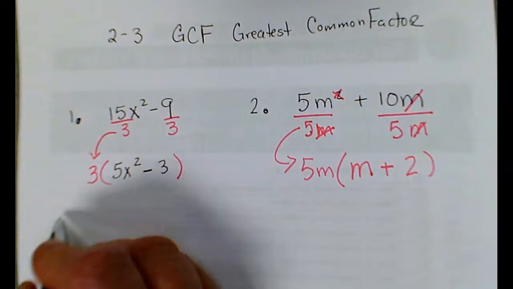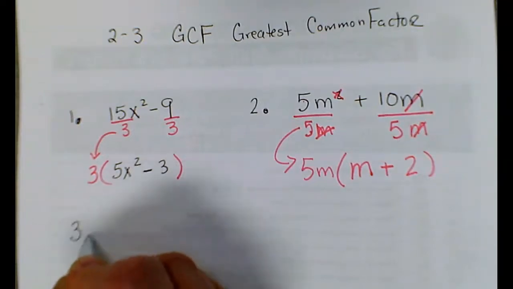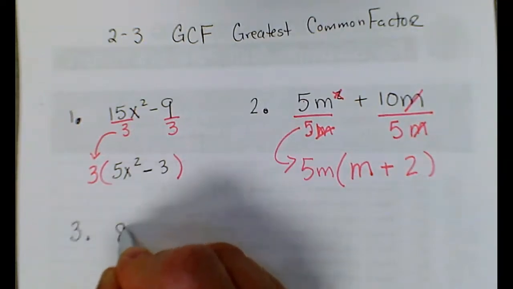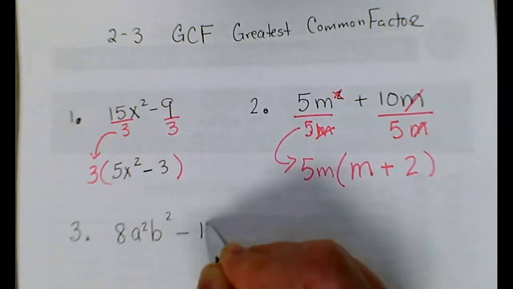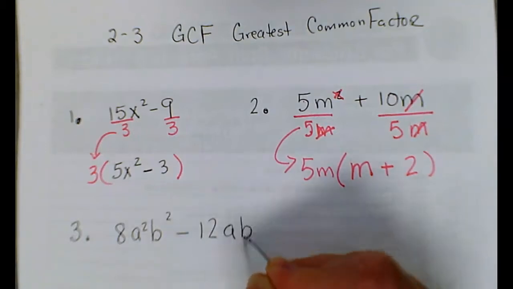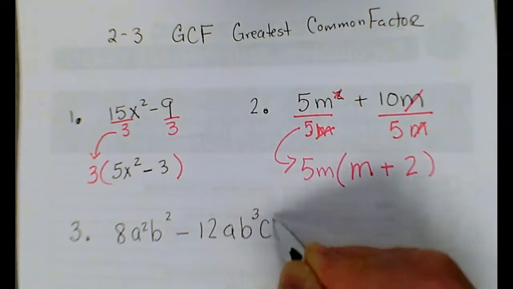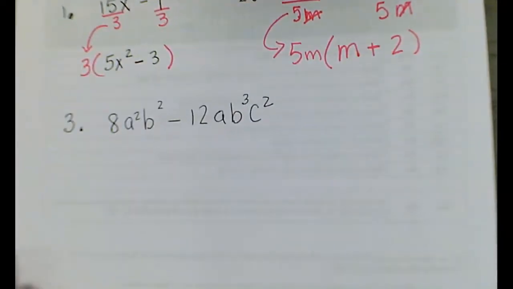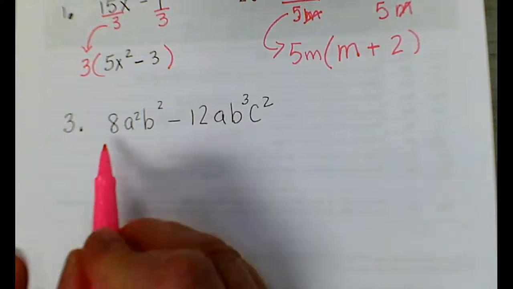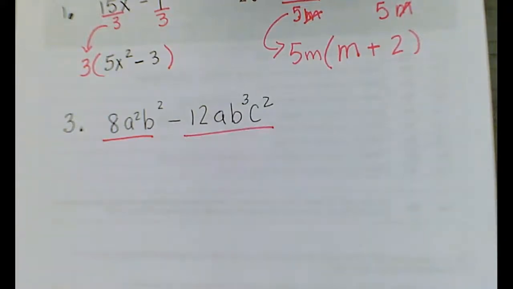Y'all ready to step it up? 8a squared b squared minus 12a b to the third power c squared. 8 and 12. Now, 2 divides both 8 and 12. But it is not the GCF because there's a bigger number that divides both 8 and 12. What's the GCF?